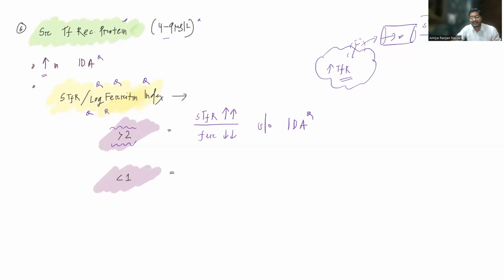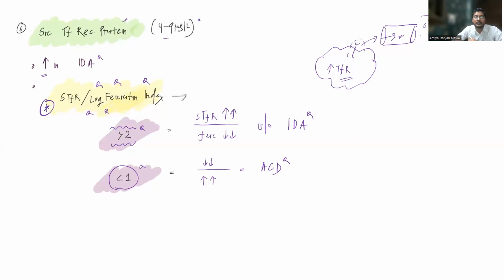This is exactly the opposite of what happens in iron deficiency anemia. In anemia of chronic disease, the cellular iron level is more. So that will cause an increase in ferritin and a reduction in the transferrin and transferrin receptors. Ultimately, the ratio will be reduced. If it is less than 1, it is suggestive of anemia of chronic disease. These numbers are important.